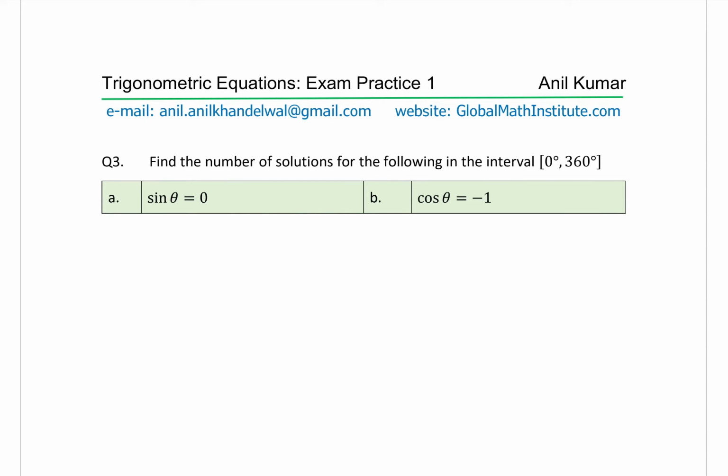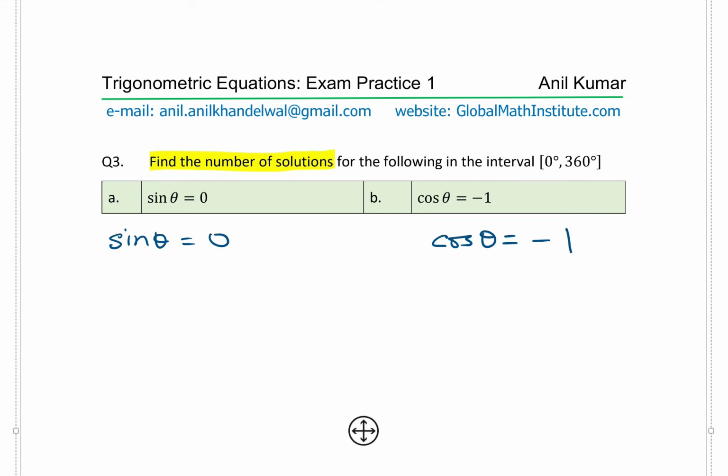Question number 3 here is, find the number of solutions for the following in the interval 0 to 360. We don't want the solution, but we want the number of solutions. That is kind of important to understand. The first one for us is sine theta equals 0, and the second one is cos theta equals minus 1. For zeros and minus 1, I feel it is better to see the graph itself.